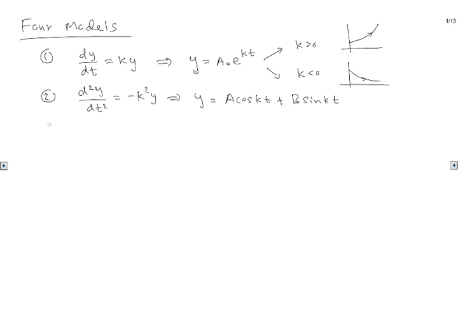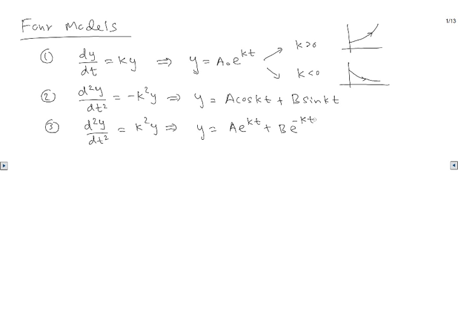And then the third one, d squared y over dt squared equal k squared y, but positive. In this case there are 2 types of solutions. One is a e to the kt plus b e to the negative kt. So this is the hybrid of exponential growth and decay.